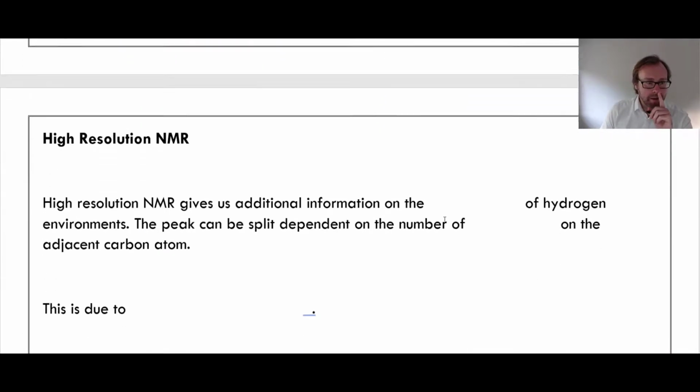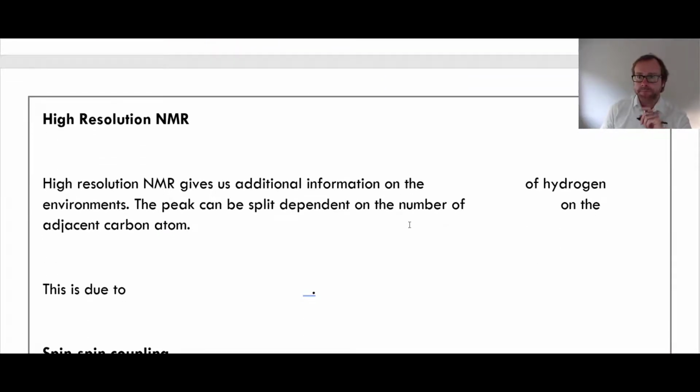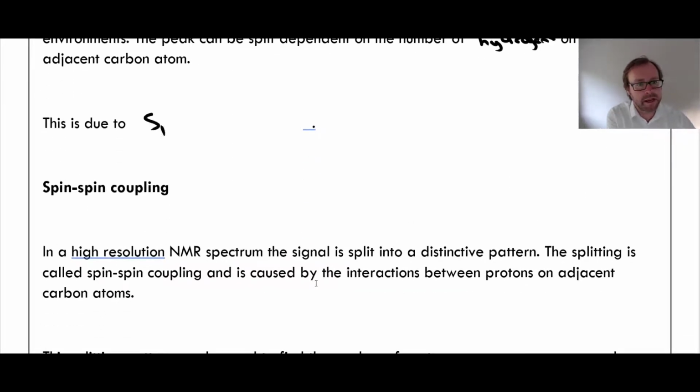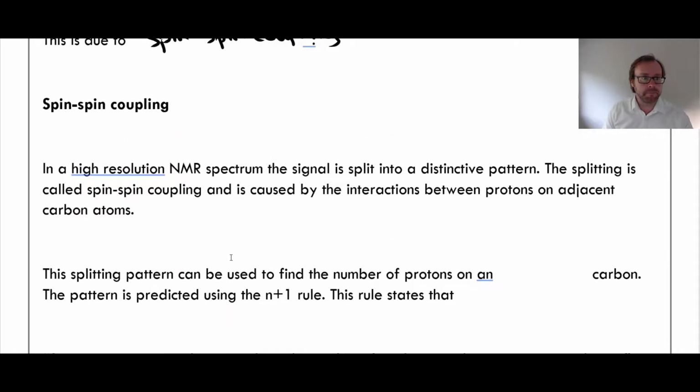Okay, so moving on. So high resolution NMR. So high resolution NMR gives us additional information on the type of hydrogen environments. The peak can be split dependent on the number of hydrogens on the adjacent carbon atom. And this is due to something called spin-spin coupling. Now, I'm not really going to go through this very much because it's pretty much background knowledge. You just need to be able to interpret these high-res NMR spectra.